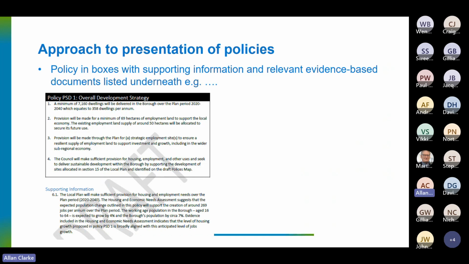Just a brief slide on how the plan looks in terms of its presentation. So we focused a box in terms of the main policy requirements itself. And then as you can see underneath the box, there's a space for any supporting information. And also there's then a space for related evidence, which will direct people to where we've got the evidence in support of that policy position.